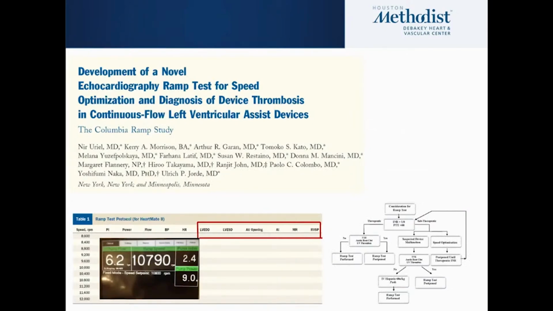One study done here at Methodist by Dr. Yusuf, another one by Dr. Rio, where they looked at the RAMP study, particularly for the axial flow device again, and looking at LV end diastolic dimension, LV end systolic dimension, AV opening, unloading in the form of reduction in AI and MR, and then the RV systolic pressure could be helpful in understanding if the patient has a partial thrombus.